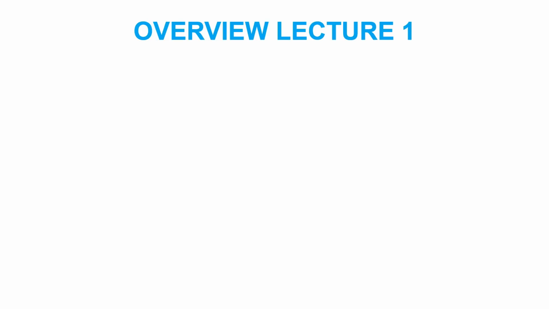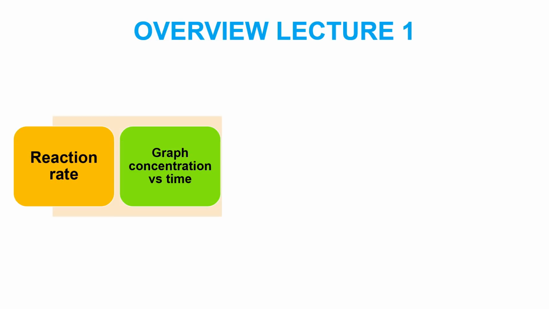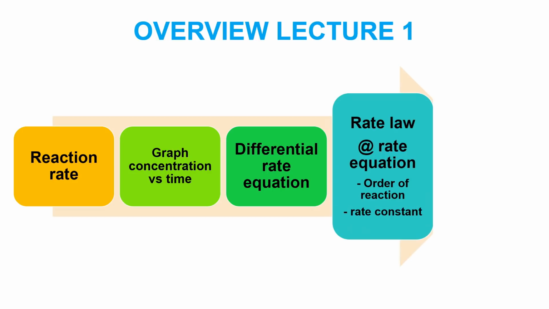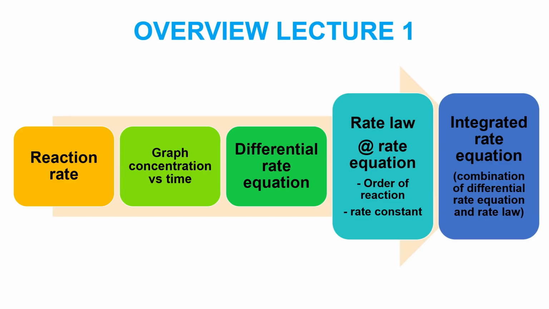Overview Lecture 1. First, we will learn about reaction rate. Next is graph concentration versus time. Next is differential rate equation. Next is rate law or rate equation. Here we will learn about order of reaction and rate constant. And the last one is integrated rate equation, which is the combination of differential rate equation and rate law.